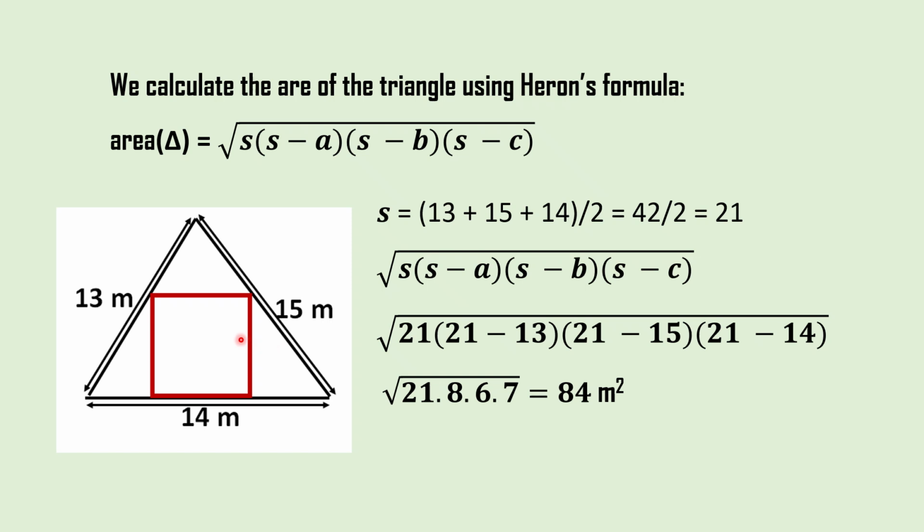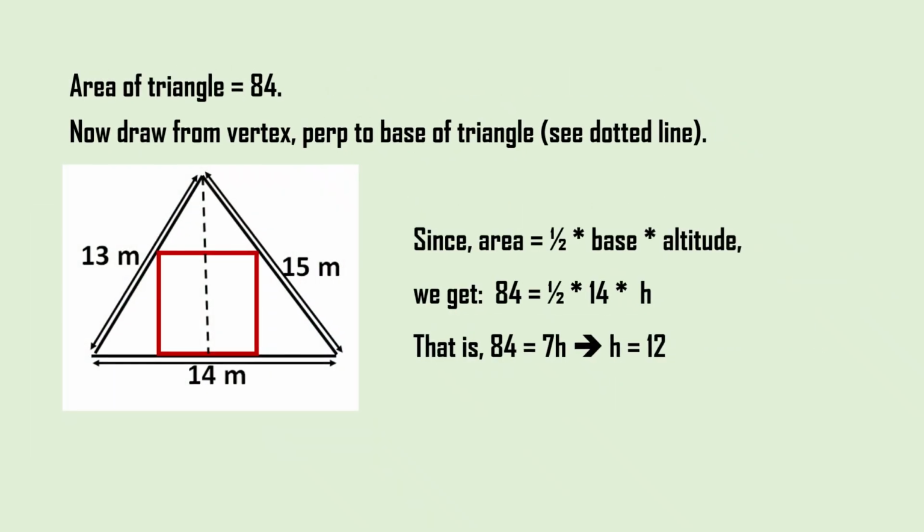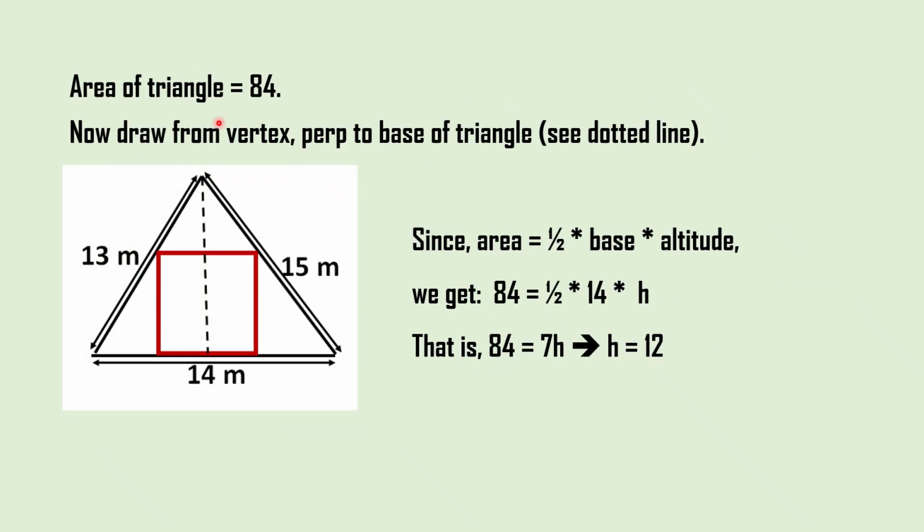So first we use Heron's formula to calculate the area of the triangle, and we get the area of the triangle as 84.